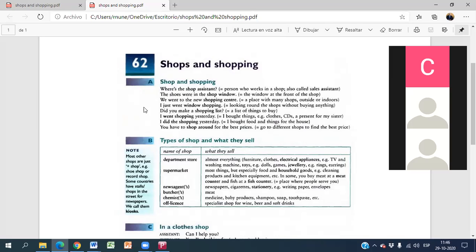We don't have any expression like that in Spanish. How would you say that in Spanish? Window shopping. Vitrinear. Vitrinear, right? So you can go shopping when you have the money, but you can go window shopping, just to take a look around and nothing else, okay? Okay, continue reading, please, Iris. We went to the new shopping center, a place with many shops outside or indoors.